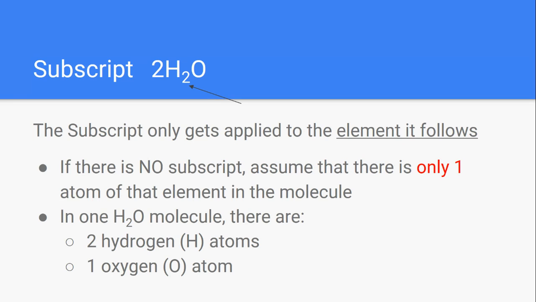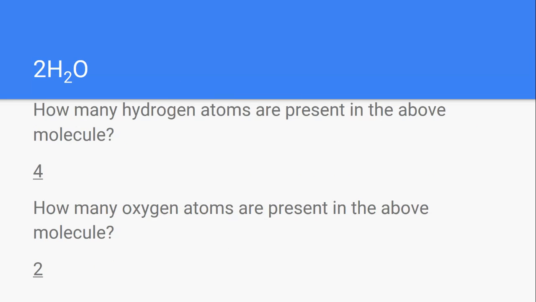Okay, the subscript only gets applied to the element that it follows. But remember, guys, we did have an example where the subscript was outside the parentheses. I'll get into that at the very end of the problem. I'll show you how to apply that one if you don't know how to do it already. So again, if there's no subscript, you assume that there is only 1 atom of that element in the molecule. So in 1 H2O molecule, there are 2 hydrogen atoms and 1 oxygen atom.